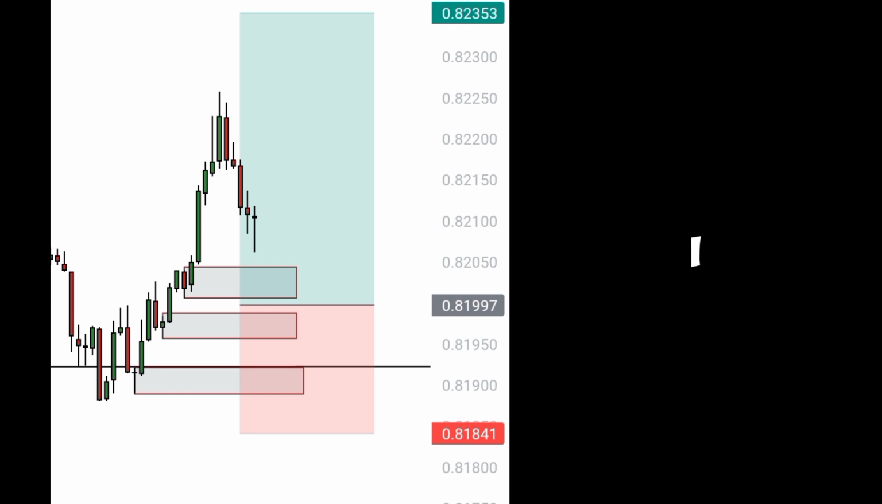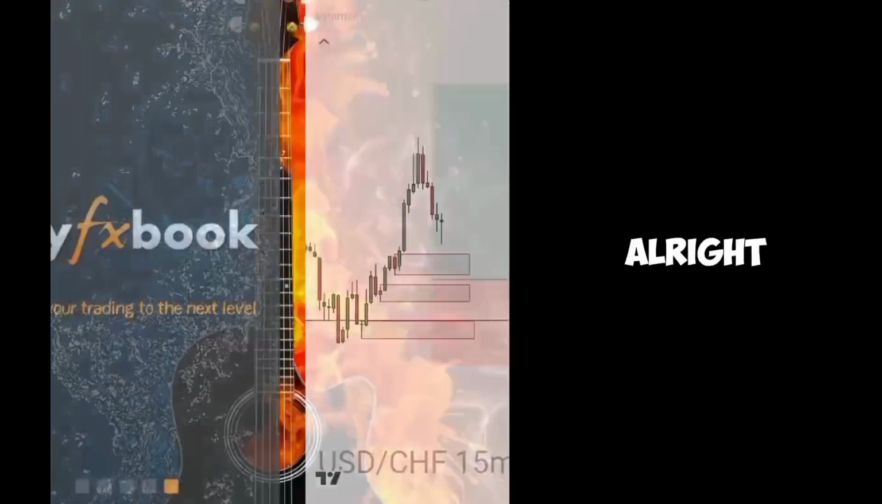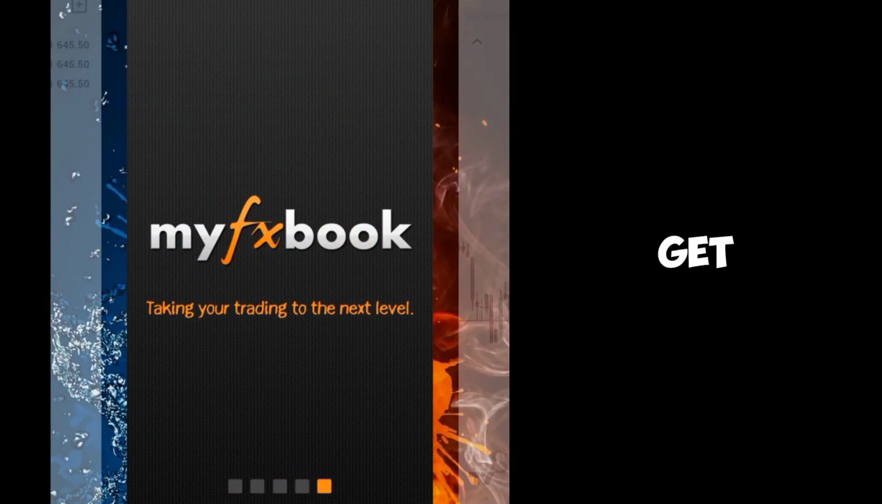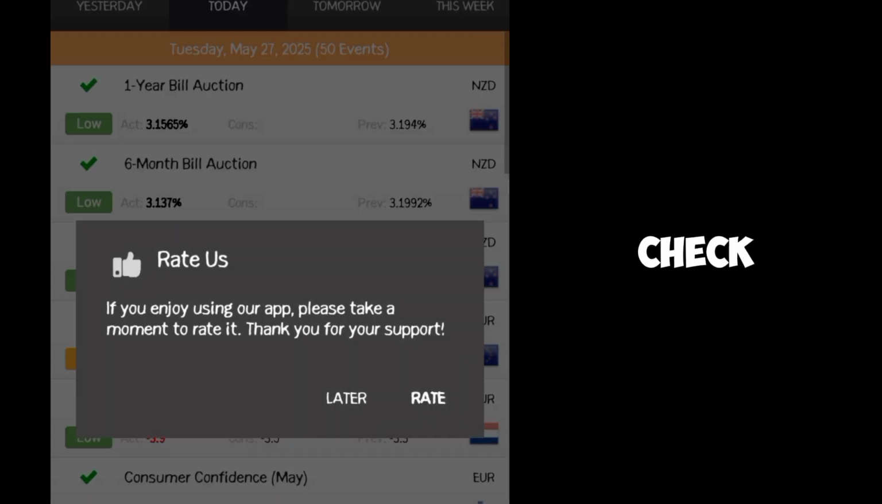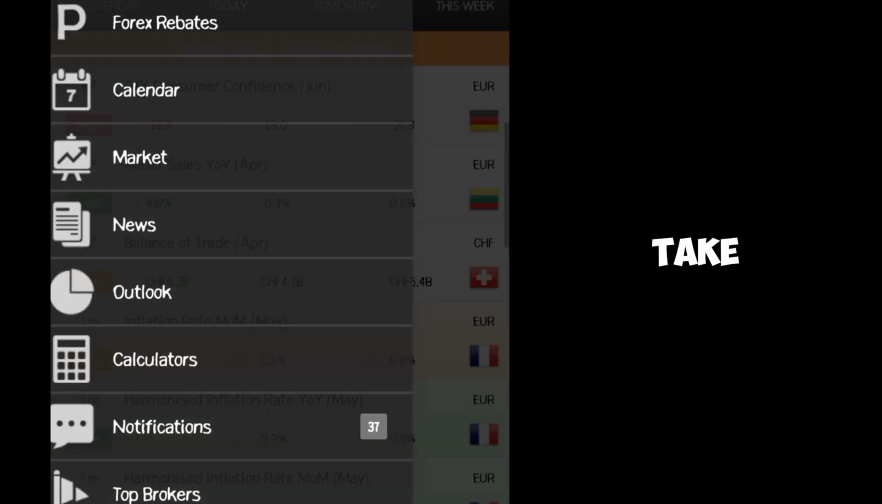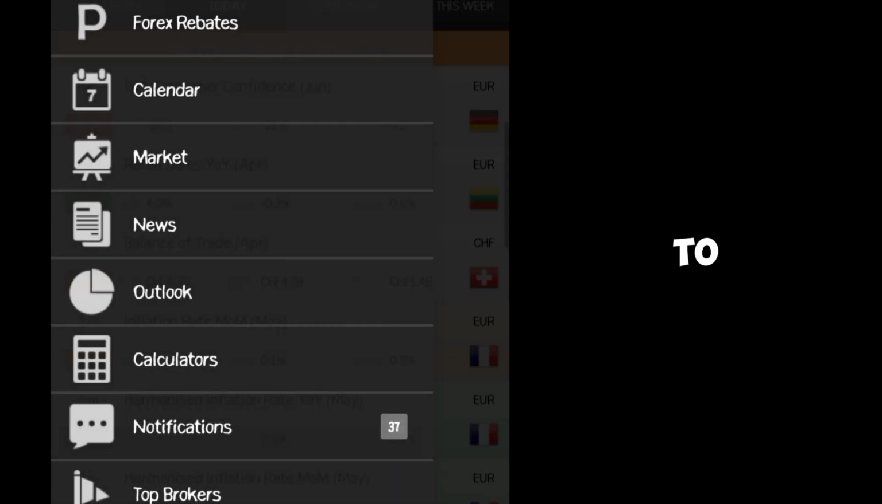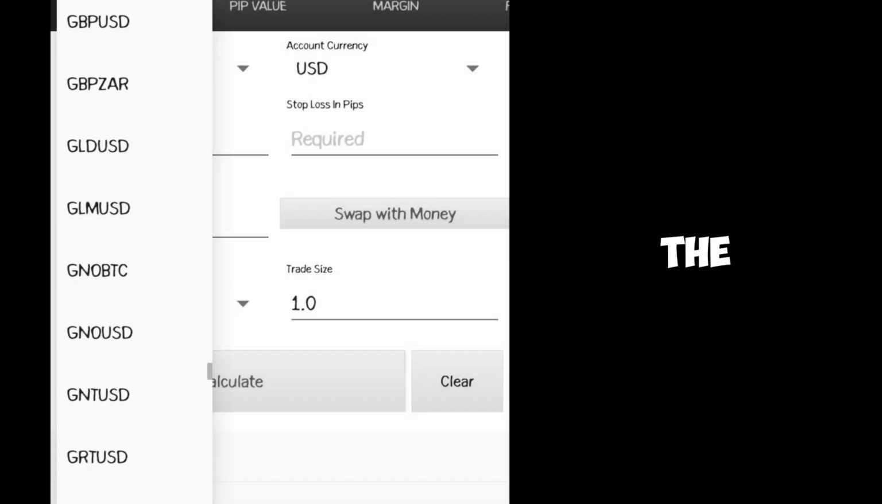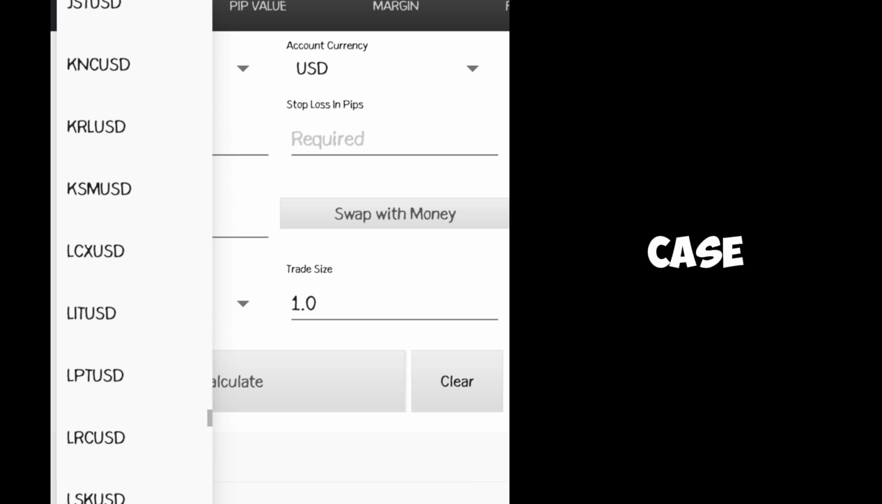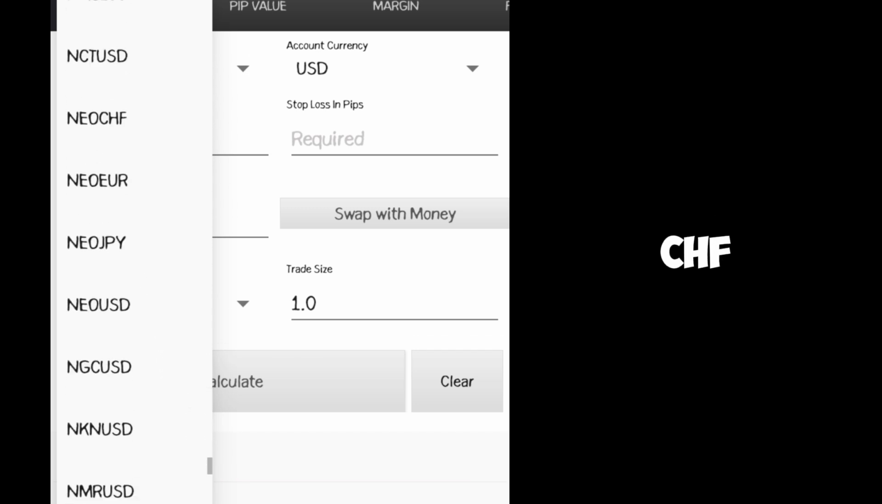So what do I do? I go to my FX Book. It's an application, and you can get it on Google Play Store. My FX Book is what I use to check the trade that I want to take and the lot size I want to take. So I come to my calculators right there, and then I look for the pair that I'm trading. In this case, I'm trading USD CHF.